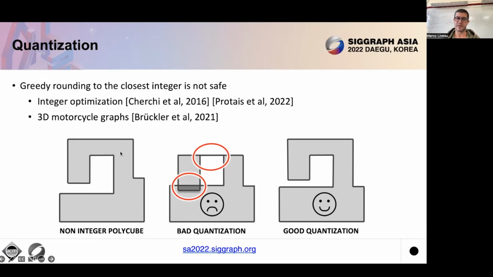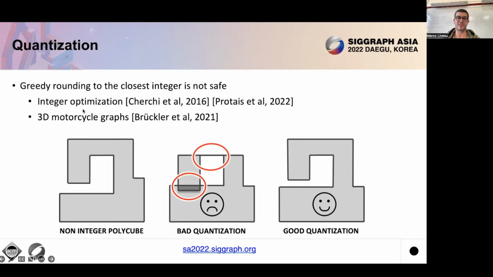So what happened here? Essentially the y coordinate of these points was the same, so they all snap to the same horizontal isoline. And by doing that, they completely collapsed this region. So now if you do a sampling in this space, this region is going to be completely missing because it has zero volume in your integer polycube. So a good quantization is a quantization that doesn't collapse anything, something like this.